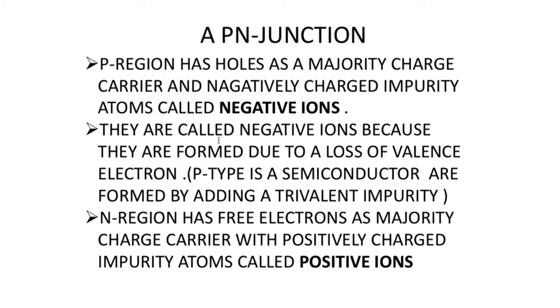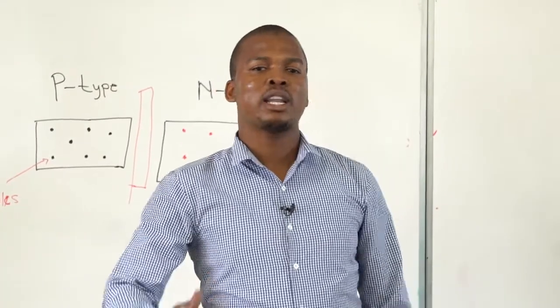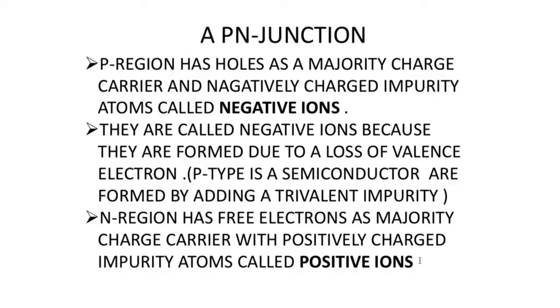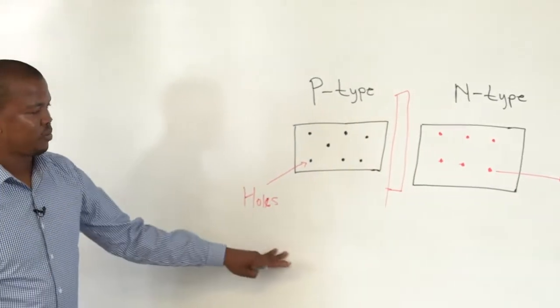The ions are called negative ions because they are formed due to a loss of a valence electron. If you can remember from our previous lesson, we explained what are valence electrons and what are covalent bonds. The N region has free electrons as majority charge carrier, and positively charged impurity atoms called positive ions. This is the demonstration that I am reading from the slide now.